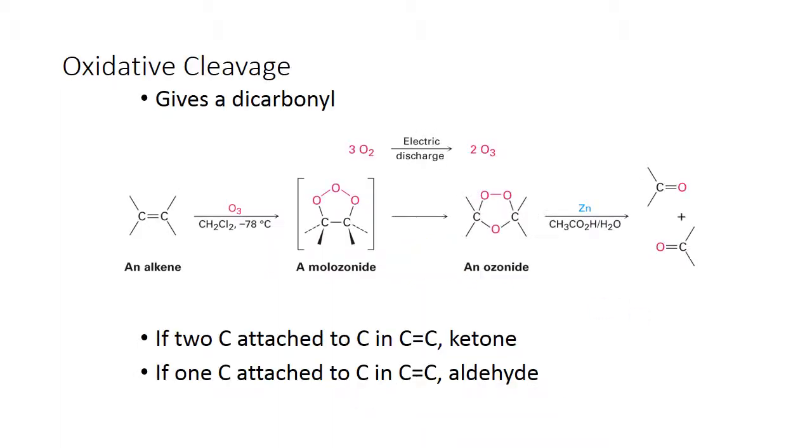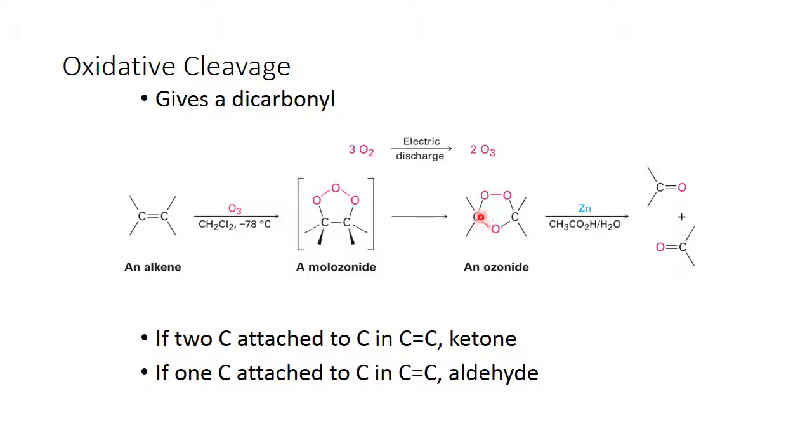Okay, we're going to look at oxidative cleavage. Oxidative cleavage is going to give a dicarbonyl. Notice we have a carbon-carbon double bond here. We're going to treat it with ozone, which makes this molozonide. It would be where the ozone is added to one side of the double bond, which then rapidly rearranges to give what we call an ozonide.